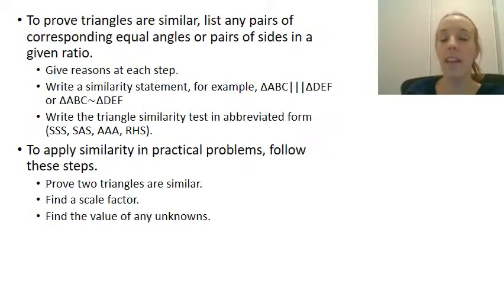And to apply the similarity in practical problems, there are some steps you have to follow. First, prove the triangles are similar. Second, find the scale factor. And the third one is to find the value of any unknown. You have to do it in that order, otherwise it won't work. There's no point finding the scale factor if they're not similar triangles. So first you have to prove they're similar. Once you know they're similar, you can calculate your scale factor. Once you know your scale factor, you can then find the value of any unknown. So you have to do those steps in order.